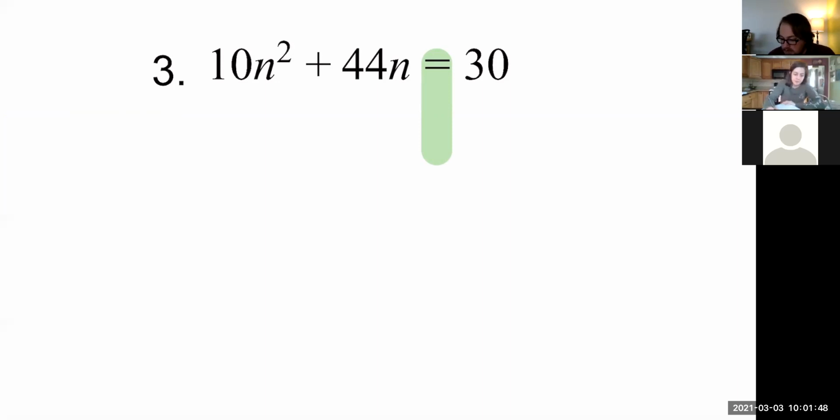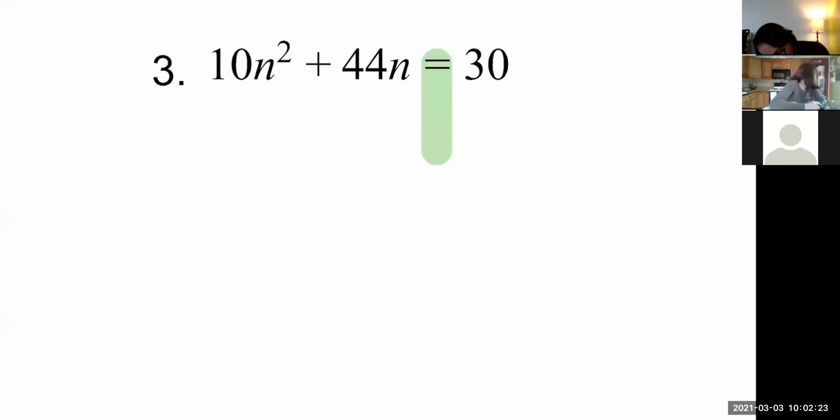So step 1, move all terms to one side accordingly, set the equation equal to 0. Is this one set equal to 0? No. We have 10n squared plus 44n on the left, and that is set equal to 30. It's a bummer. What would you suggest we move to clear up one of those sides? Subtract 30. Might as well. That certainly has the fewest parts to deal with.